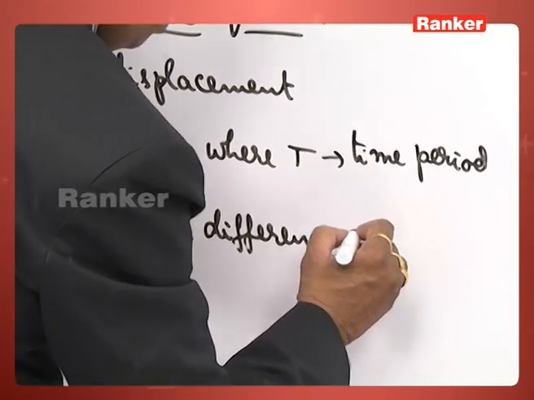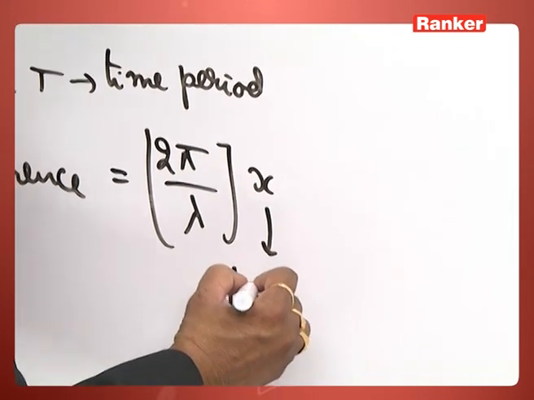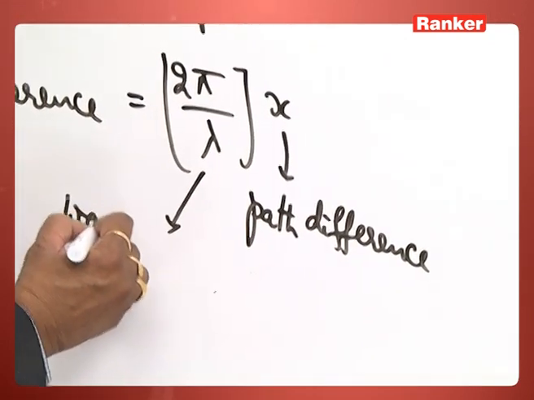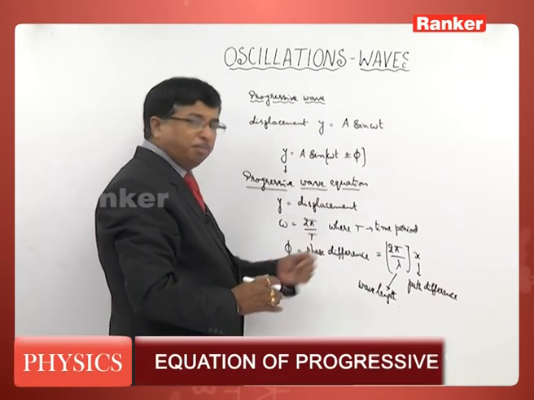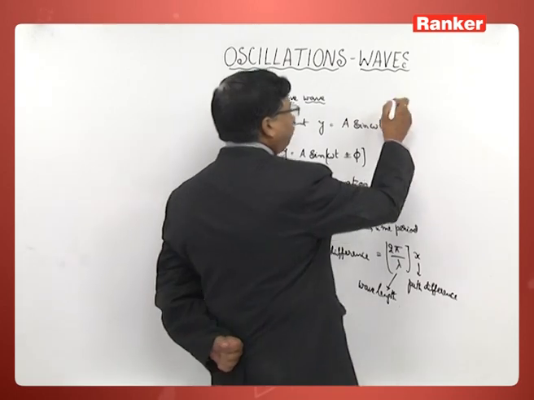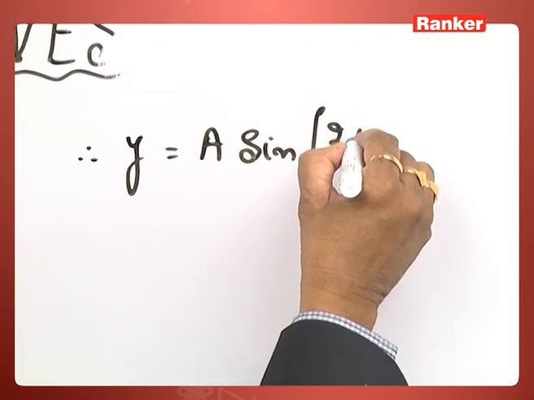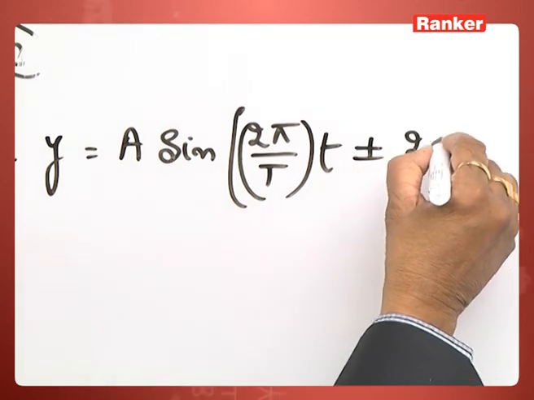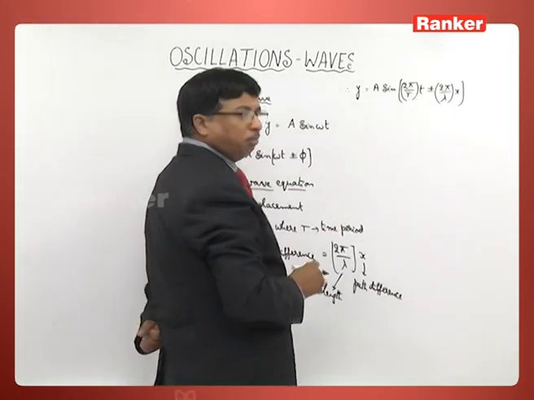What is this phi officially? Phase difference is equal to 2 pi by lambda into x. Every one of us can understand x is here the path difference, and lambda in this particular case is the wavelength corresponding to the wave considered. So, phase difference is 2 pi by lambda into x. And of course, omega is 2 pi by T. Therefore, what would be the wave equation here? y is equal to a sin(2 pi by capital T into small t plus or minus 2 pi by lambda into x). That is the basic equation one needs to remember.